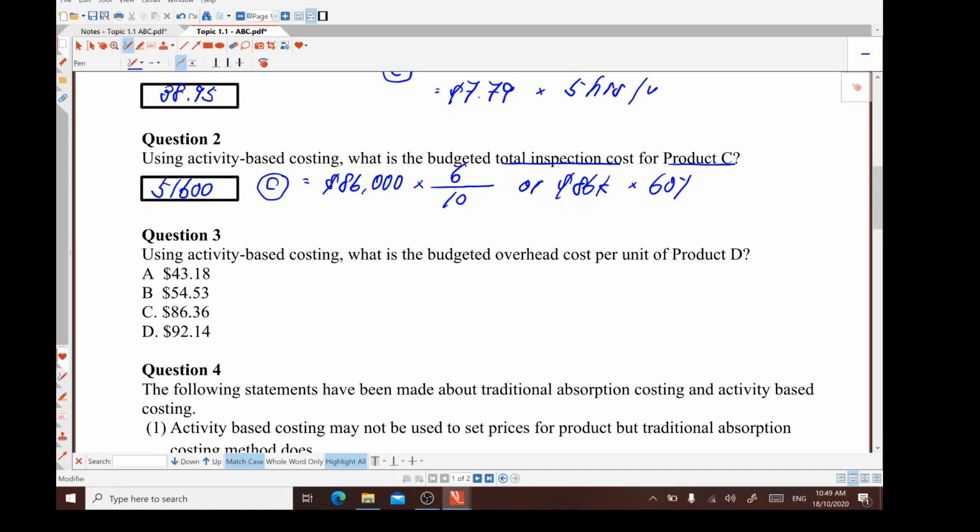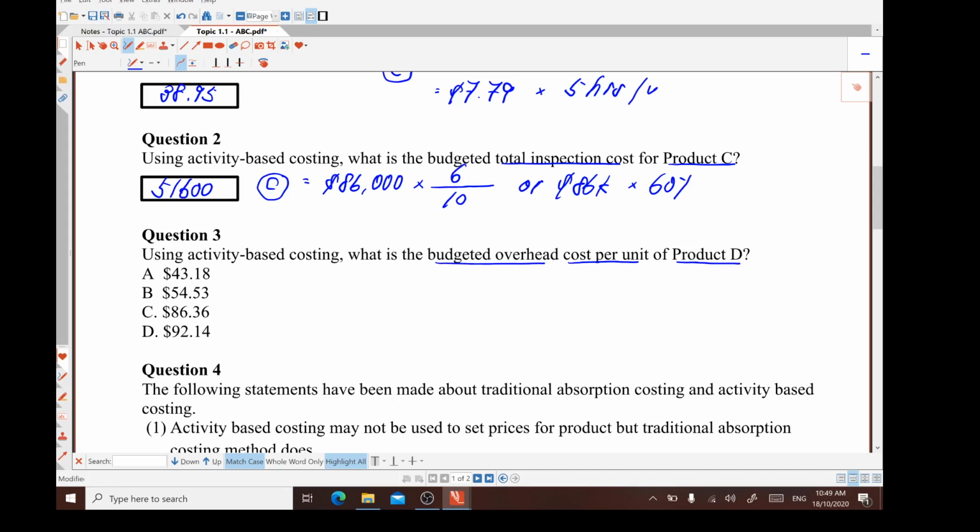All right, so far we are still talking about product C, and let's have a look at this question number 3. So it says here, now using the activity-based costing, what is the budgeted overhead cost per unit this time for product D?